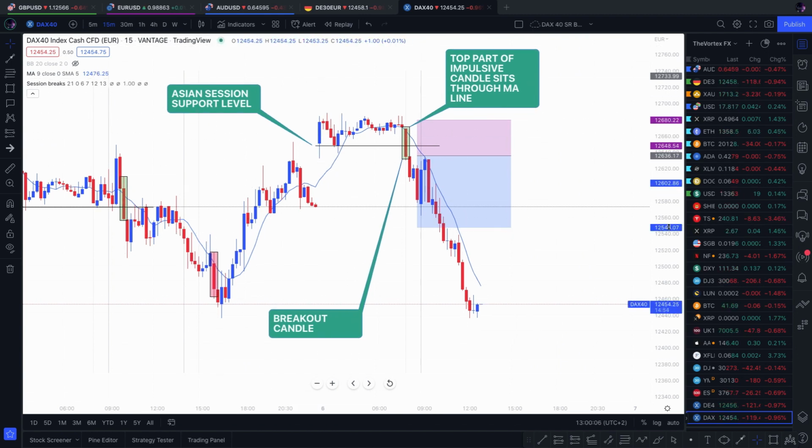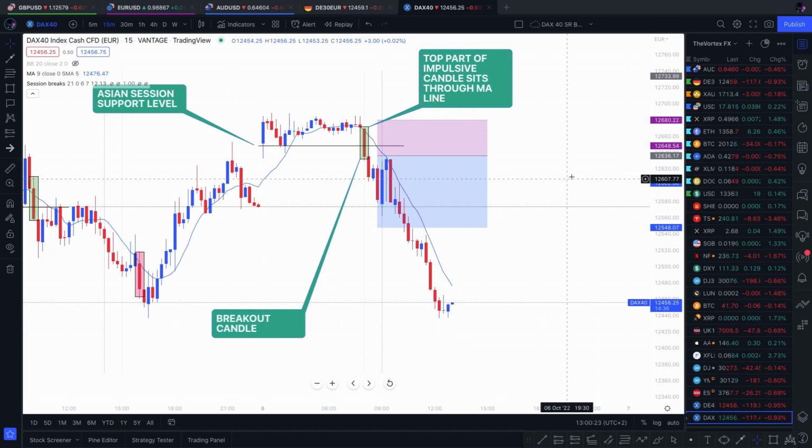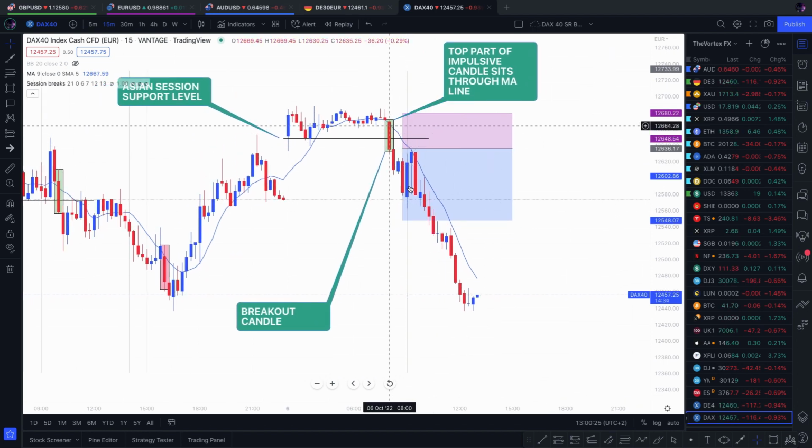Okay, so let's look at this chart. We can see that our Asian range was formed over here, and we clearly had a support line right below it, right? Starting with these two candles right here. This morning, an hour before the London market session opened, we saw our breakout candle.